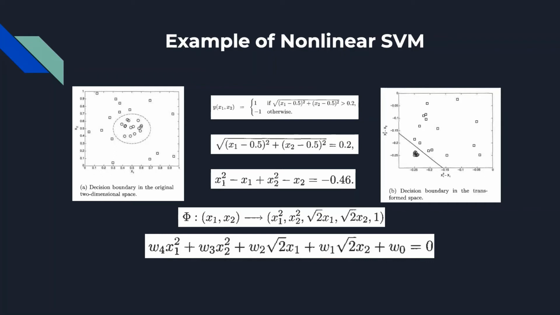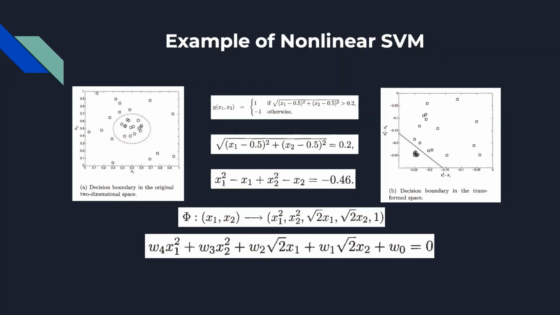Our goal is to transform this data in a way so that we can draw a linear decision boundary here. Instances of the dataset can be classified using equation 1, and the decision boundary of the data can therefore be written as the second equation, which can be further simplified into a quadratic equation shown in the third equation.